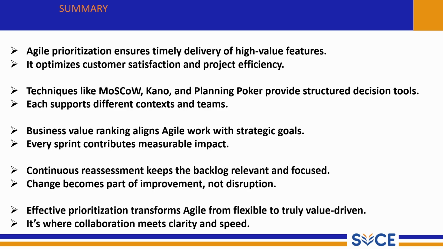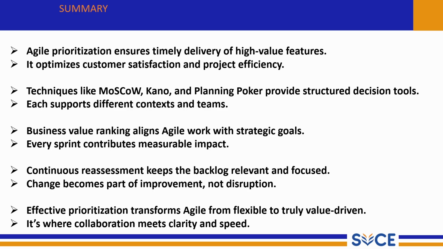Agile provides different prioritization techniques to help teams make clear and logical decisions. Tools like MoSCoW and Kano help categorize the requirements, while planning poker helps in effort estimation. Each supports different contexts and teams. No single technique fits all projects. Teams choose the best method based on business needs, team size, and project complexity.